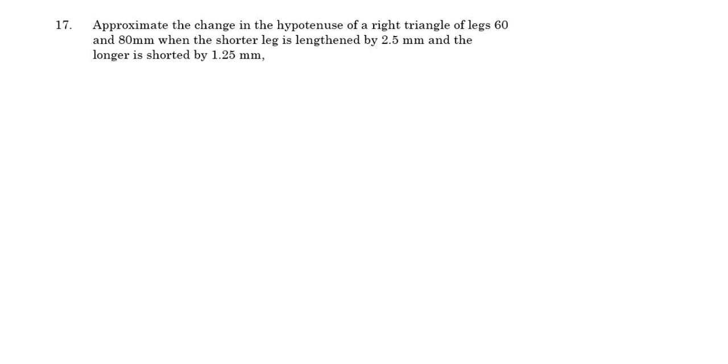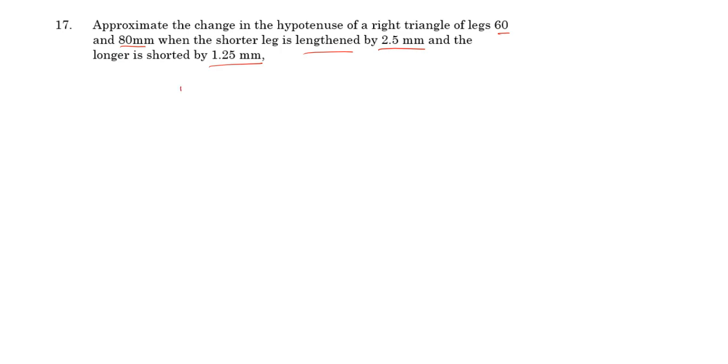Okay, welcome to this tutorial, and we're gonna be solving this question here. The question reads: approximate the change in the hypotenuse of a right triangle with legs of length 60 millimeters and 80 millimeters. So you have the 60 and 80 millimeter legs, when the shorter leg is lengthened, meaning it is increased by 2.5 millimeters, and the longer side is shortened, meaning it's reduced by 1.25 millimeters. So how do we approximate this?